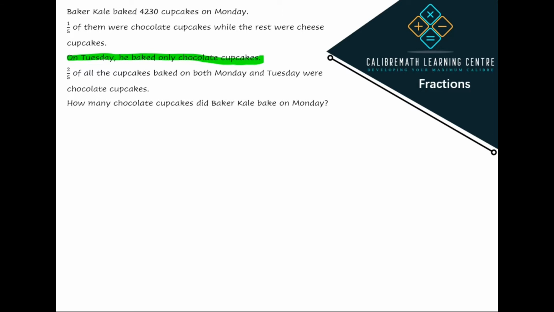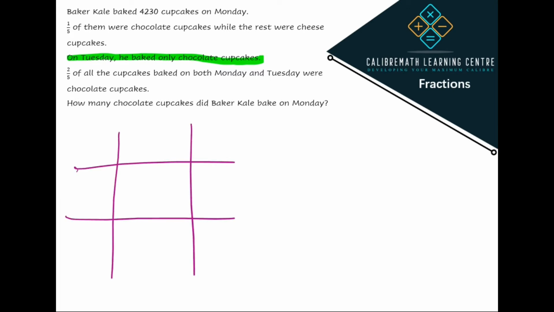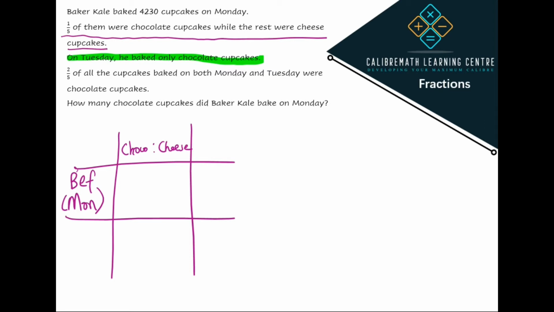So now we'll need to draw out the table to fill in the ratios. Okay, we have our before ratio, which is referring to Monday. And then we need to write down the ratio for chocolate cupcakes to cheese cupcakes. Now here comes the part that you might make mistake in. 1/5 of them are chocolate cupcakes while the rest were cheese cupcakes.